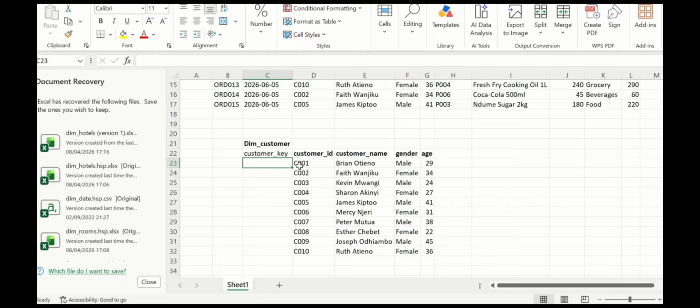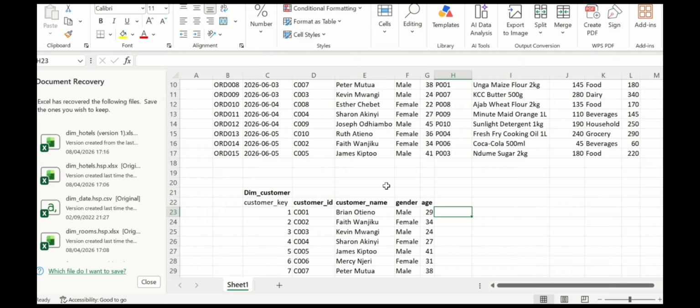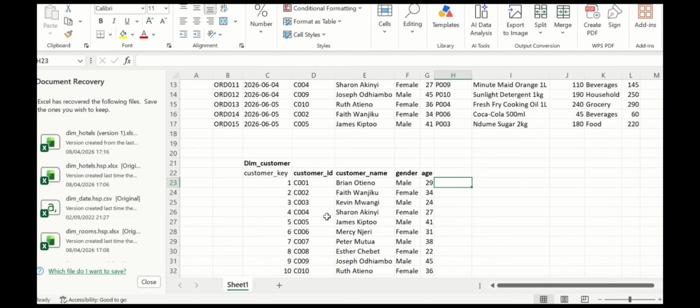So let's start. For example, C001, we can represent it by 1, here 2, here 3, here 4, 5, 6, 7, 8, 9, and 10. So this is our dim customer.